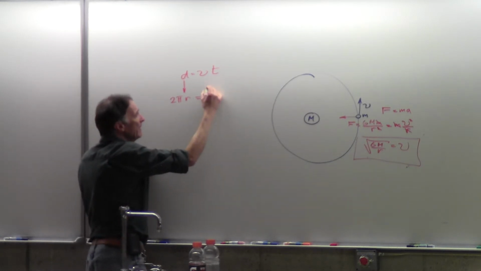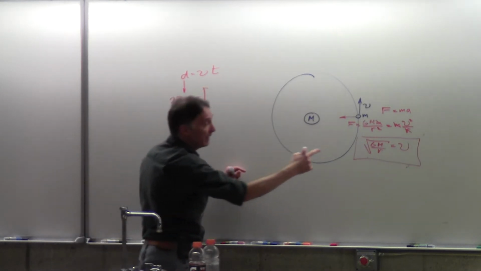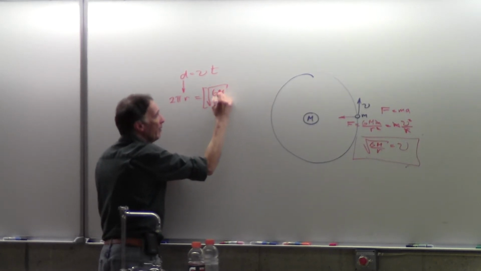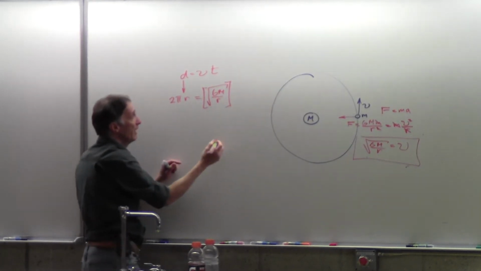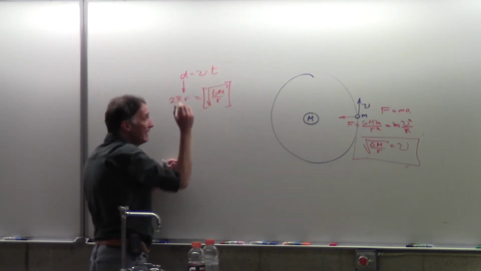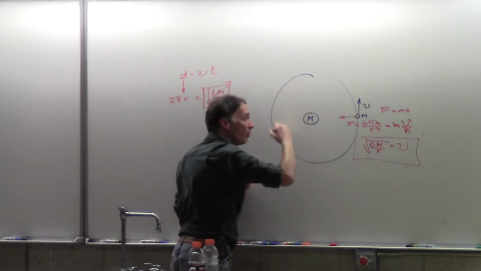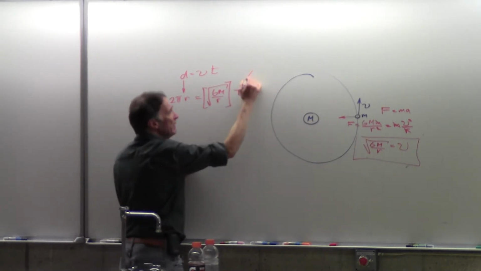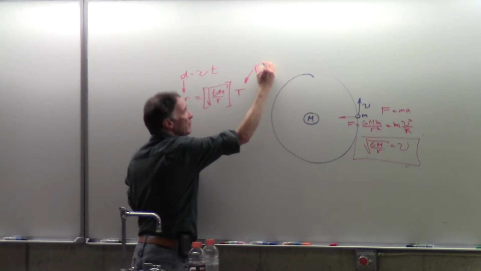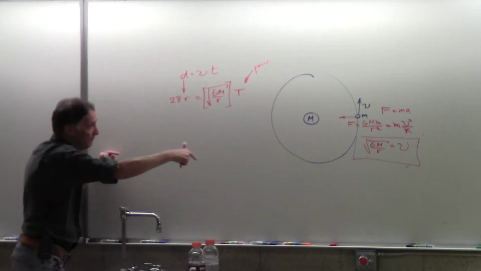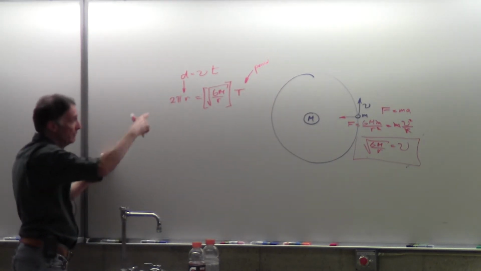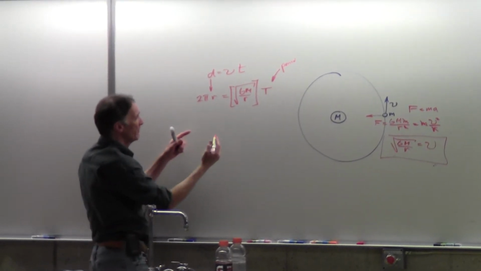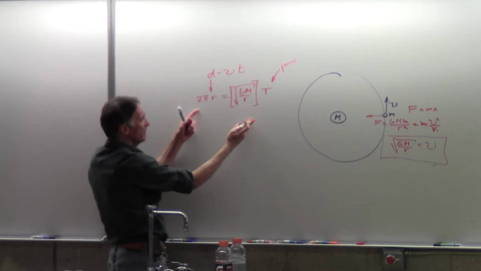The velocity has got to be the square root of big G m over r, if it's going to travel in a circle. And then t would represent the time to go around once, and that's what we'll call the period. So I'll call that capital T, standing for the period of rotation around this.